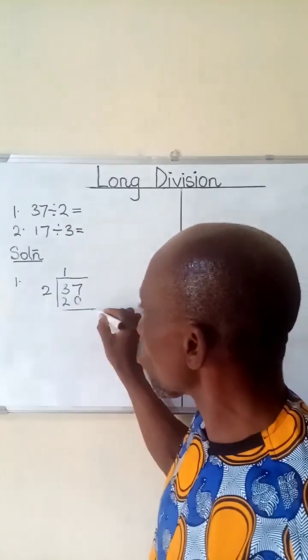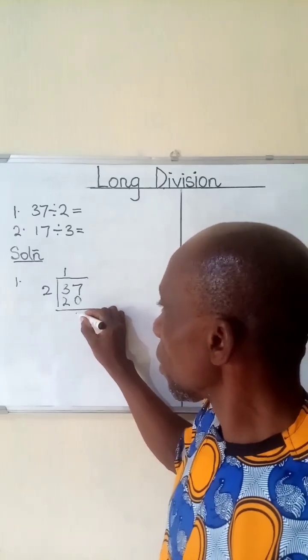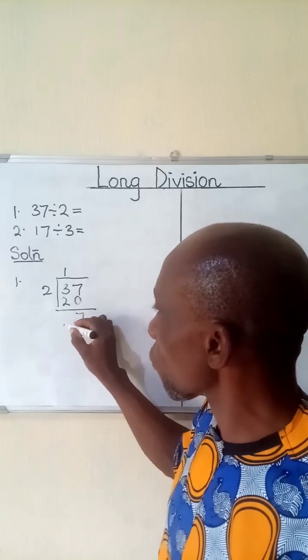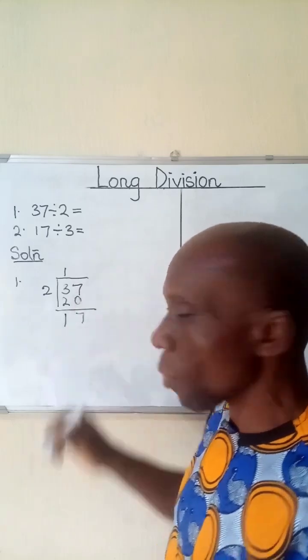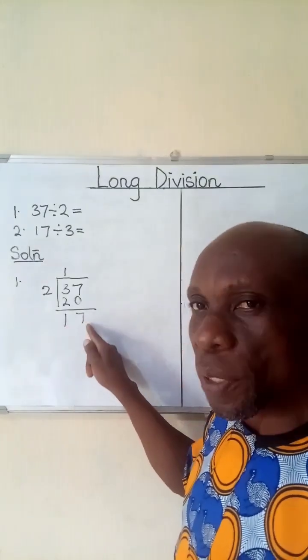At this stage, what we do is subtraction. Okay? We subtract. 7 minus 0, the result will still be 7. 3 minus 2, the result will be 1. We repeat the process of division. Here our tens digit is 1. The units digit is what?